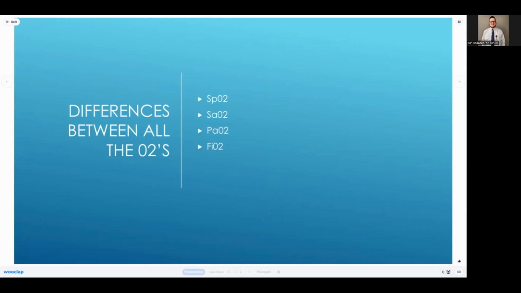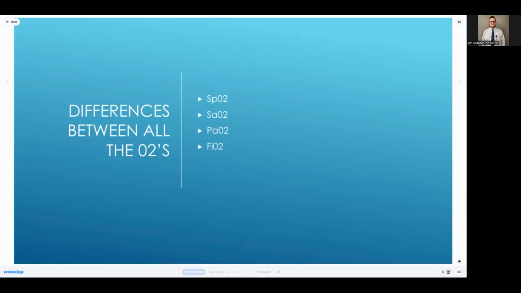Differences between all the O2s. There are some O2s that get highlighted as part of diagnostic testing. SpO2 is the pulse oximeter one, known as oxygen saturation. That is the finger probe, and it should be 95 to 100% for most patients. SaO2 is the ABG blood analysis of oxygen saturation, a little bit more accurate, and should be 94 to 100%. And then the PaO2 is also part of the ABG. Usually they have both SaO2 and PaO2.